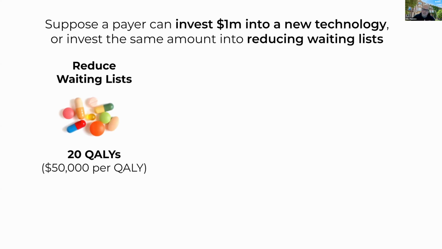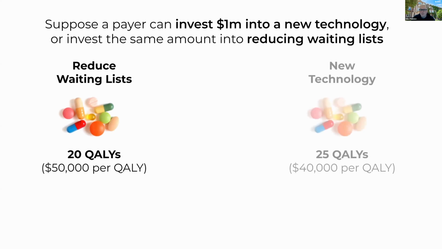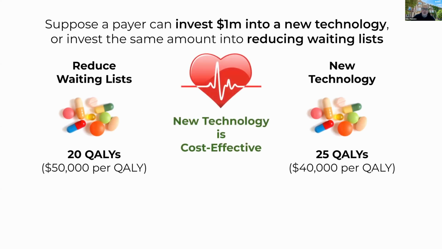If it actually is 30,000, it would be more QALYs than this, but let's just keep the numbers simple. Suppose that a new technology provides 25 QALYs for that $1 million. So that has an ICER of $40,000. So right now that would be considered cost-effective under this healthcare payer perspective.